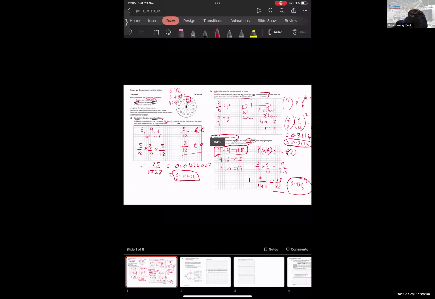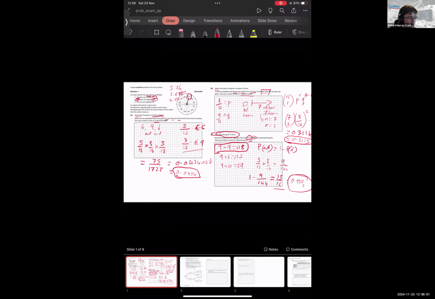So that's one of the short questions from one of the Leaving Cert papers. I think this is 2022, I want to say. And here, this would be the full 30 marks done very, very quickly.